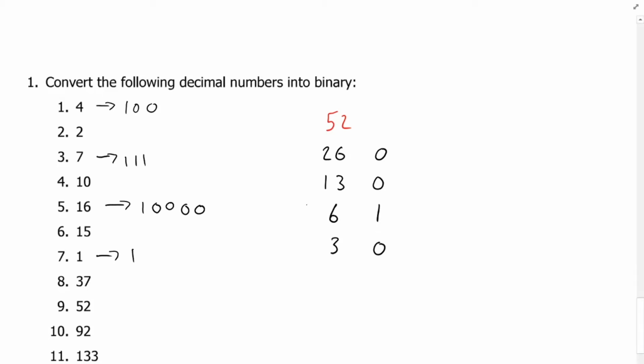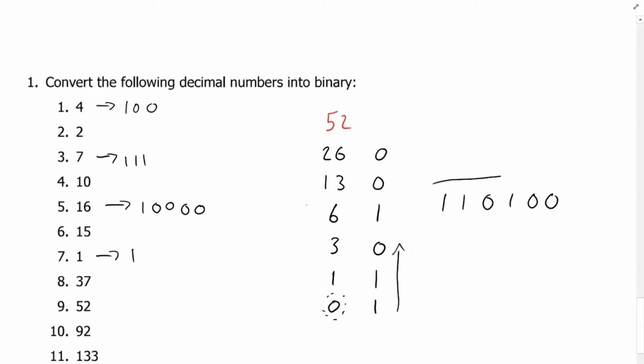6 divided by 2 is 3, remainder 0. 3 divided by 2 is 1, remainder 1. And 1 divided by 2 is 0, remainder 1. We've got a 0 here, so we know we're finished. Now we're going to write out the remainders starting at the bottom. So 1, 1, 0, 1, 0, 0. So 52 is 1, 1, 0, 1, 0, 0 in binary.